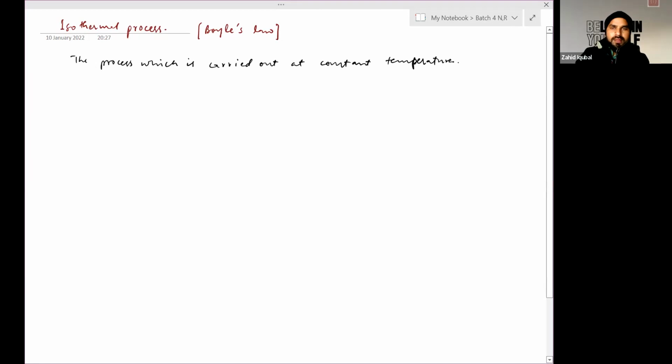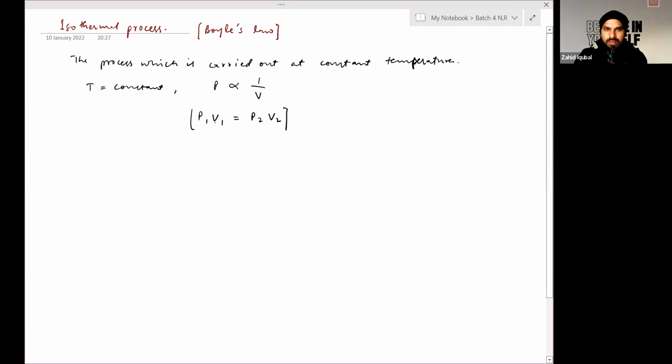Now, according to the equation of state, PV equals nRT, so temperature is constant. So pressure and volume will be inversely proportional to one another, or P1 V1 must equal P2 V2. So this will be the equation of state.